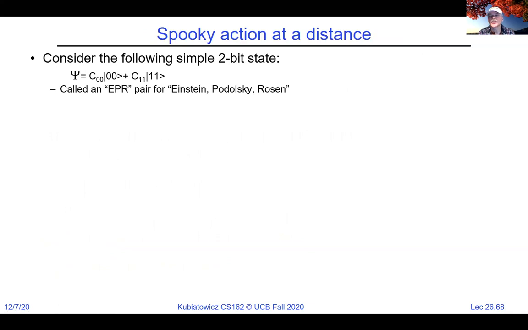So let me show you this simple two-bit state. This is called an EPR pair, for Einstein, Podolsky, Rosen. It was produced by Einstein, Podolsky, and Rosen as a thought experiment. The idea is I've got two bits, but I don't have all four options. I only have a 0-0 or a 1-1. Those are my two options.